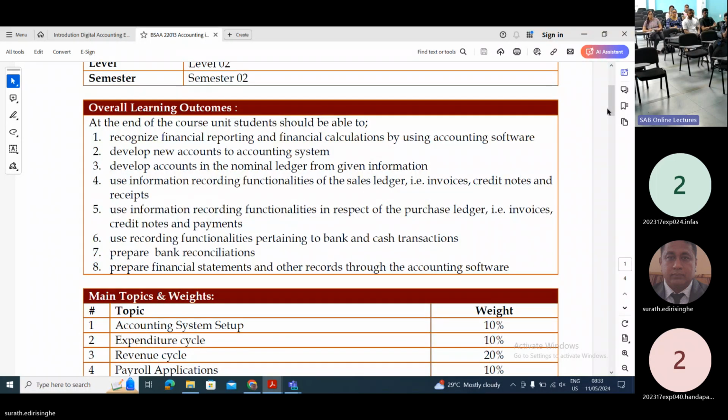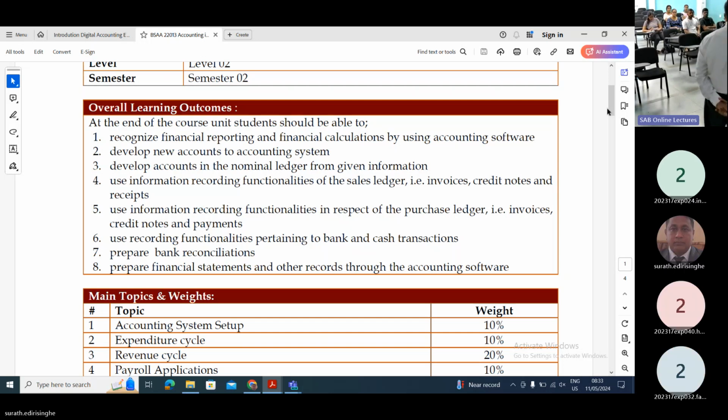Look at the subject overall learning outcomes. The overall learning outcome means that after you complete this course module, students should be able to get an understanding of and apply this specific knowledge area. At the end of this course unit, the students should be able to understand and apply the knowledge on these 6 section areas.